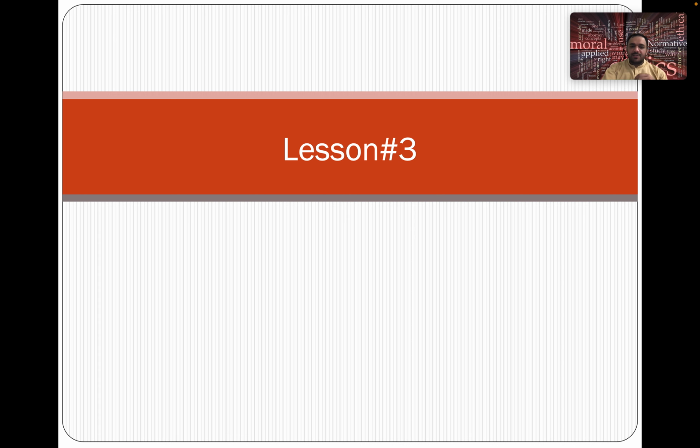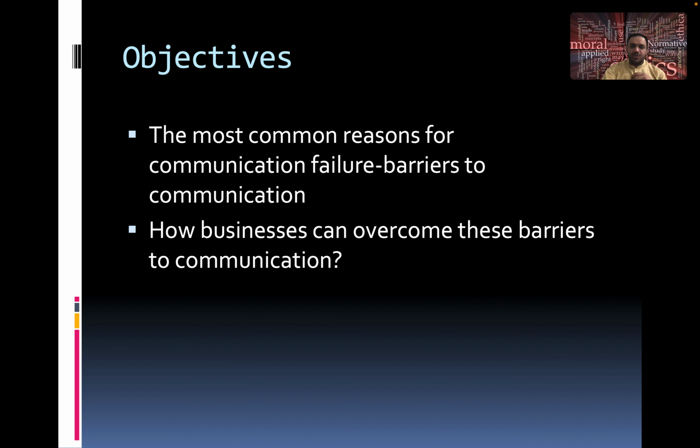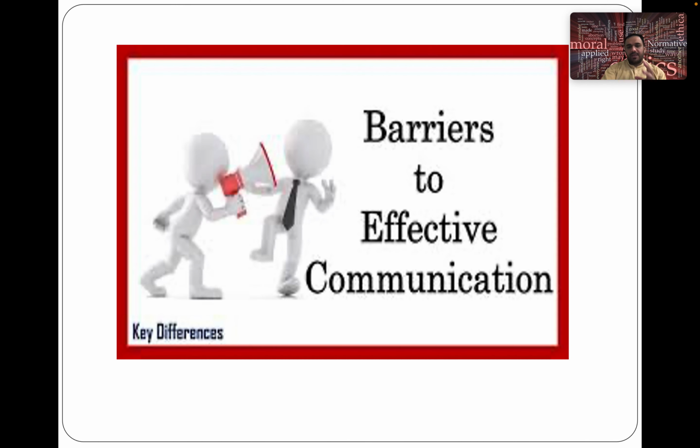Once you are done, move forward. Here starts lesson 3, which includes the objectives: the most common reasons for communication failure, barriers to communication, and how businesses can overcome these barriers. We can see here in this diagram barriers to effective communication. For example, one person is speaking on a loudspeaker to another person, but the other person is not feeling comfortable with this kind of communication. So it is a barrier, we can understand.